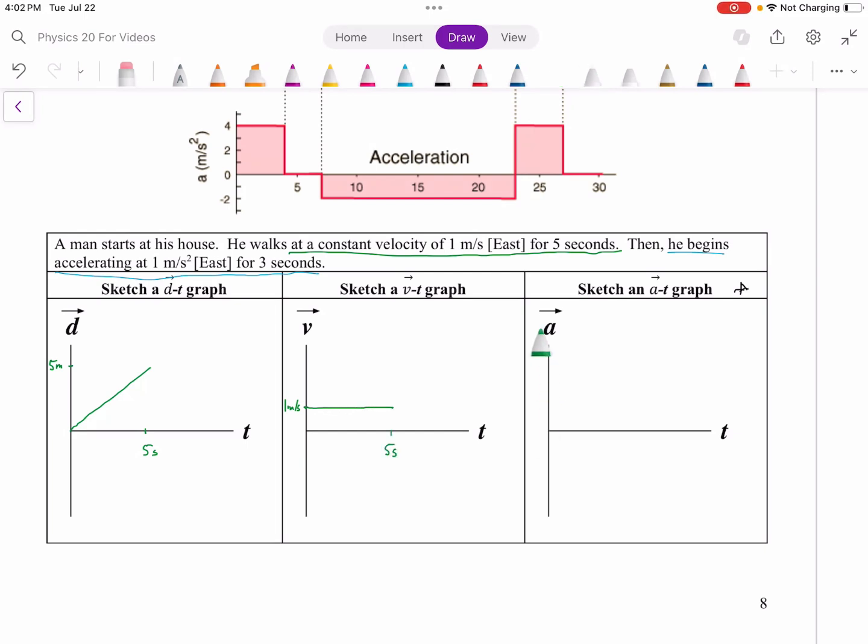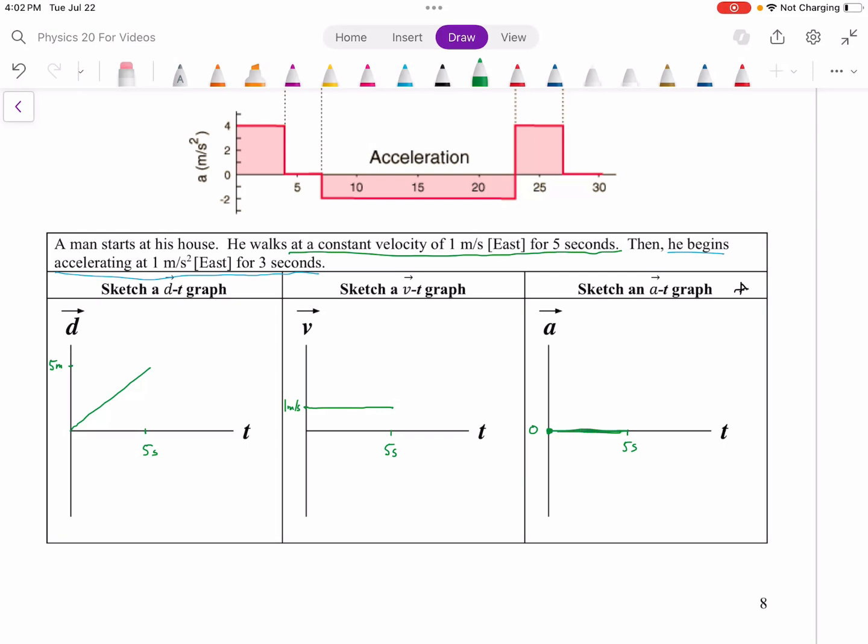And now let's do the acceleration versus time graph for that section where he has a constant velocity. Well, if he has a constant velocity, what's his acceleration? It's 0, right? Acceleration is the rate at which velocity changes. Well, velocity is not changing if you have a constant velocity. Another way to look at it, what's the slope of this? 0. So the slope of this should tell us the acceleration. So for 5 seconds, they have an acceleration of 0 meters per second squared.